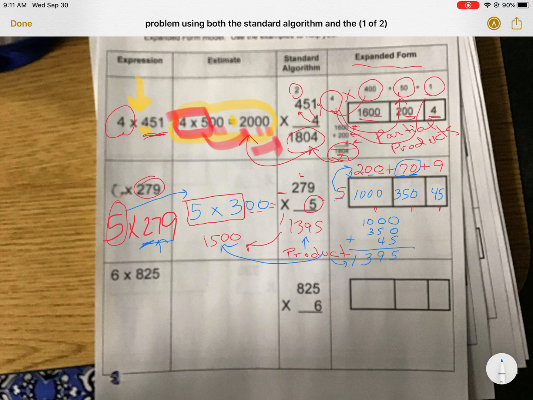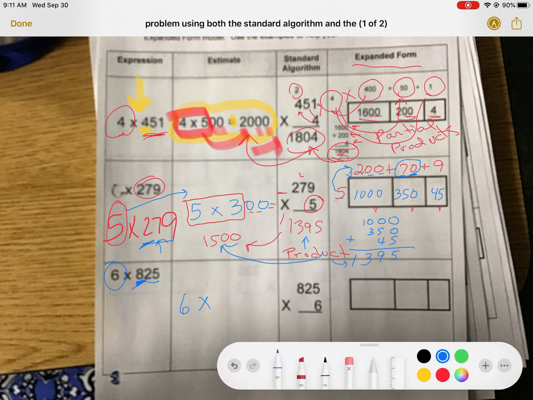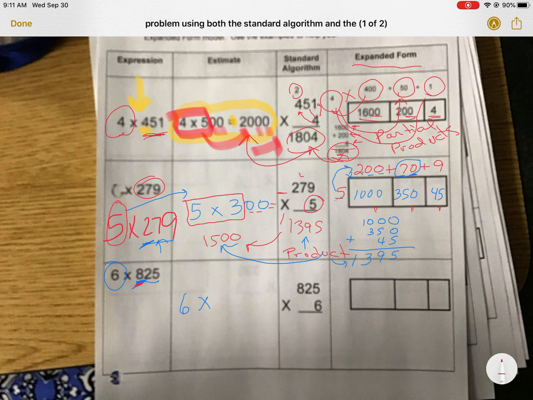Let's try the next one. The two factors are 6 and 825. I'm going to keep my single digit factor the same. And then I want to round 825 to the front place value. I like to use the front because then I get lots of zeros, and when I get lots of zeros, it's easy to do in my head. And that's the whole goal of estimating. How can I make it easy so I don't have to write it down? You guys are all about not writing stuff down.